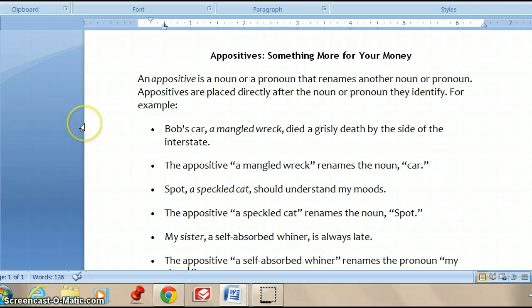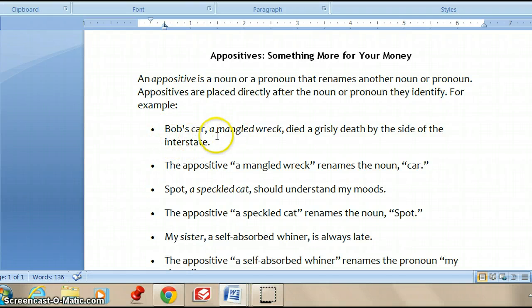Okay, moving on to appositives. This was also something that you did last year, and an appositive is simply a noun or pronoun that's going to name another noun or pronoun, and it's always placed directly after the noun or pronoun that it identifies. So it would be essentially two nouns back to back, or a noun and a pronoun back to back. So let's look at our examples.